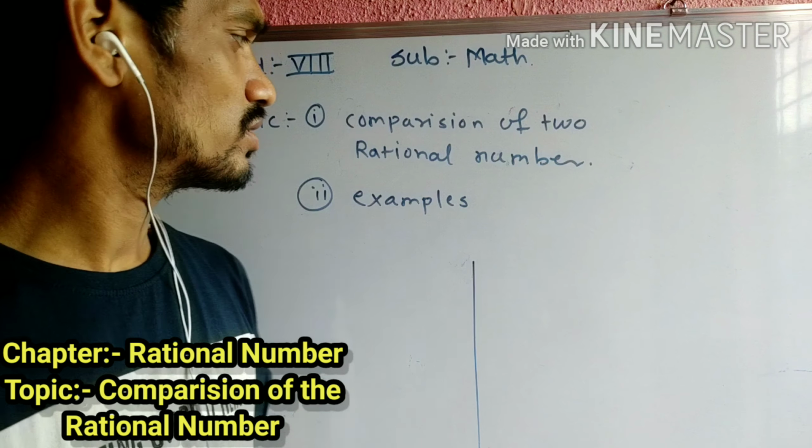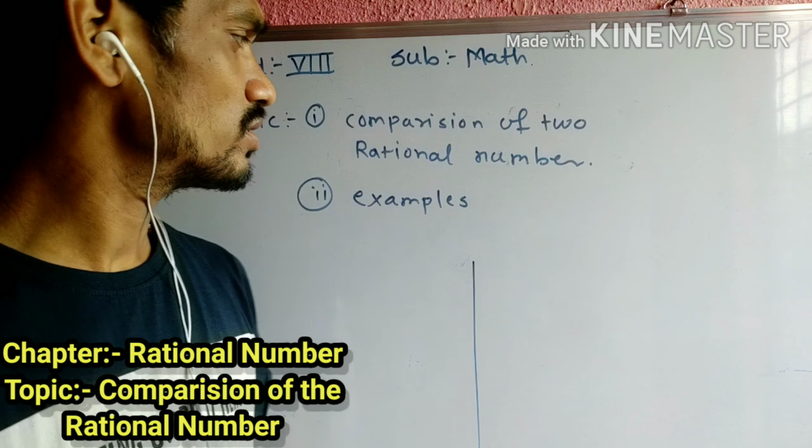So 3 by 2 and 5 by 2. Which one is bigger? 3 is not greater than 5. And we are dividing this by 2. So what do we get? 3 by 2 and 5 by 2. Which one will be bigger? The answer was 3 by 2 is less than 5 by 2.